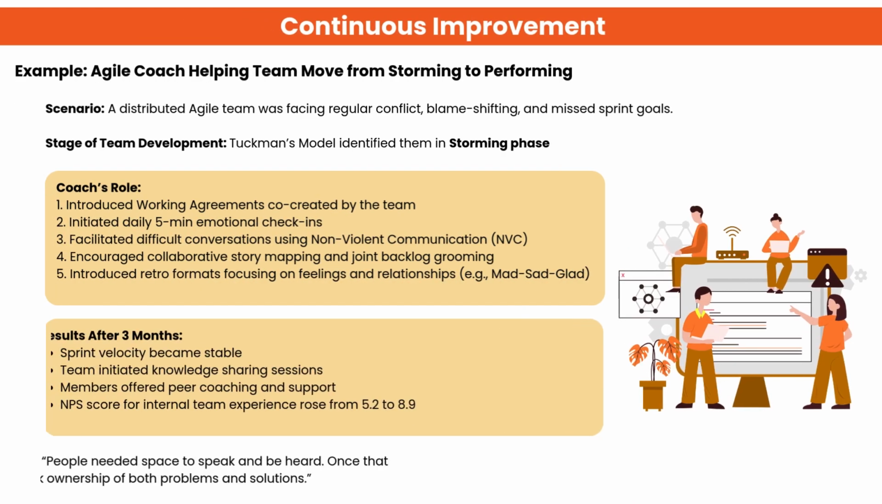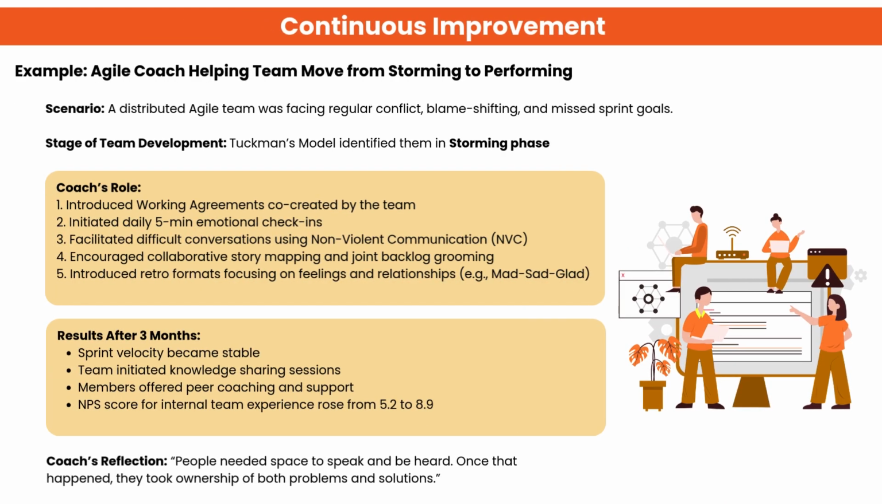An Agile coach helped a distributed team move from the storming to the performing phase by addressing conflict, blame shifting, and missed sprint goals. The coach's role included setting up working agreements, daily emotional check-ins, using nonviolent communication (NVC), and encouraging collaborative practices.